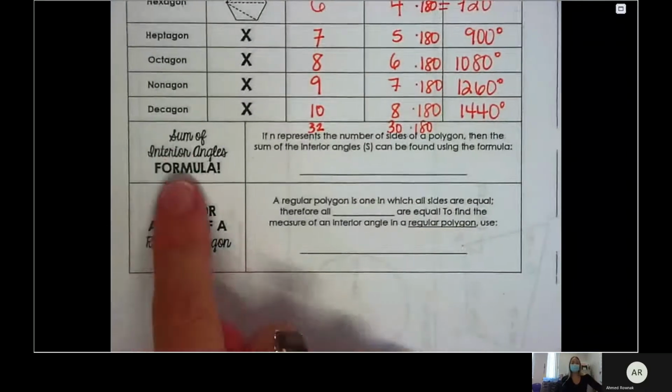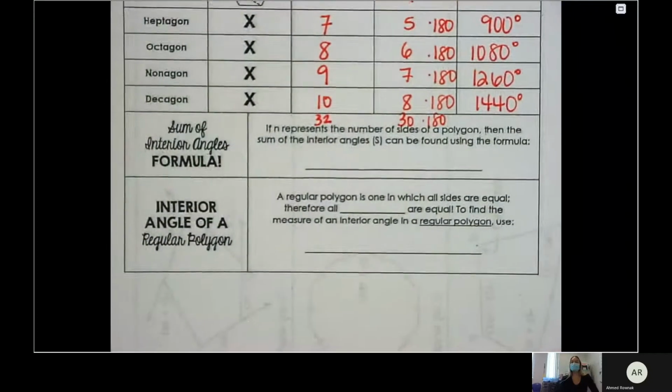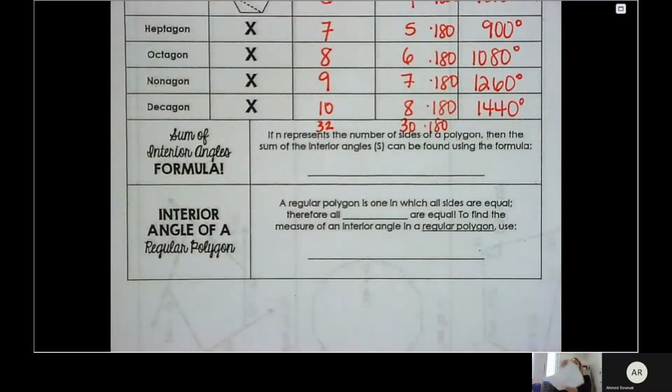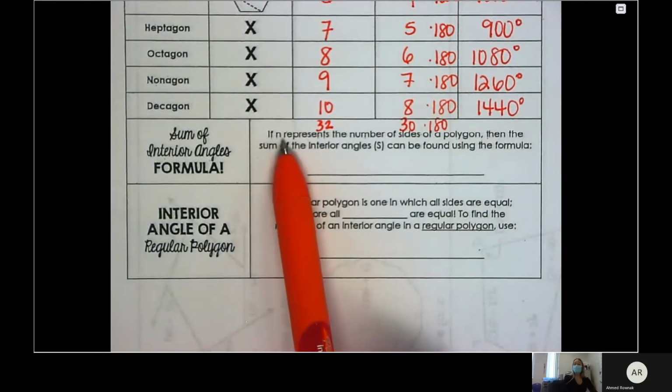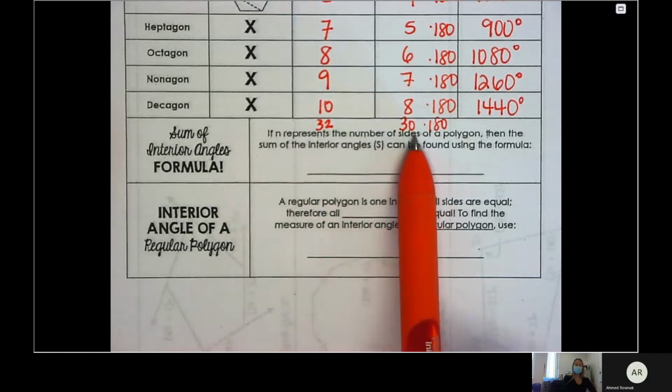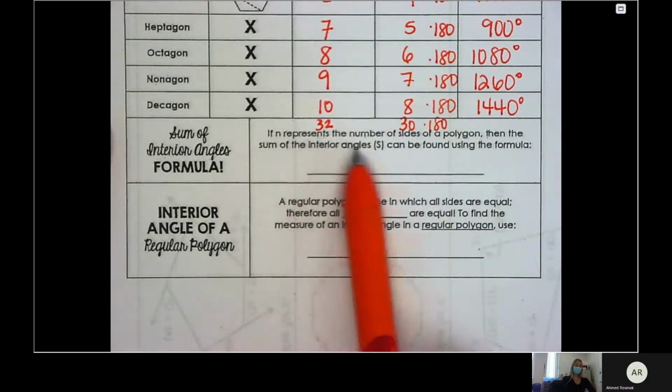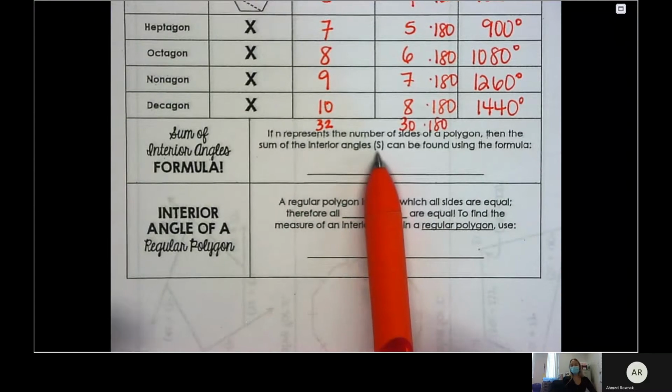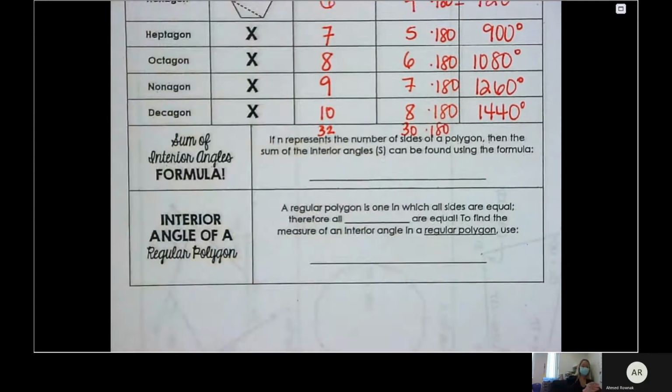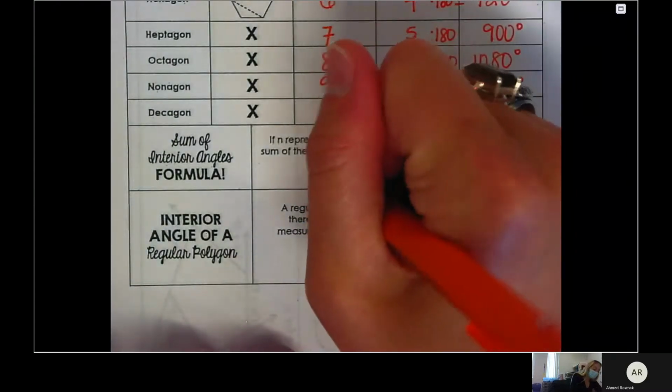So, the sum of interior angles formula. If n represents the number of sides of a polygon, then the sum of the interior angles, S, can be found using the following formula.